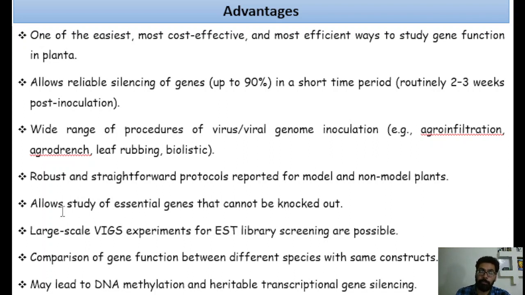We can easily know the function of those genes which are essential for plant growth and development, that cannot be knocked out for their study. Large-scale application of these experiments is possible, and we can compare gene functions between different species with the same constructs. Sometimes the gene silencing is heritable, because DNA methylation can be carried into the next generation.